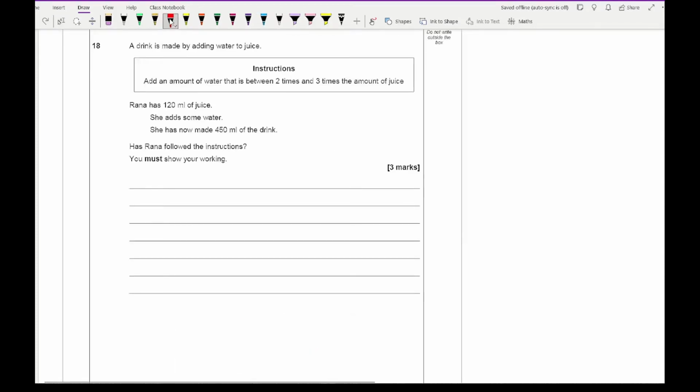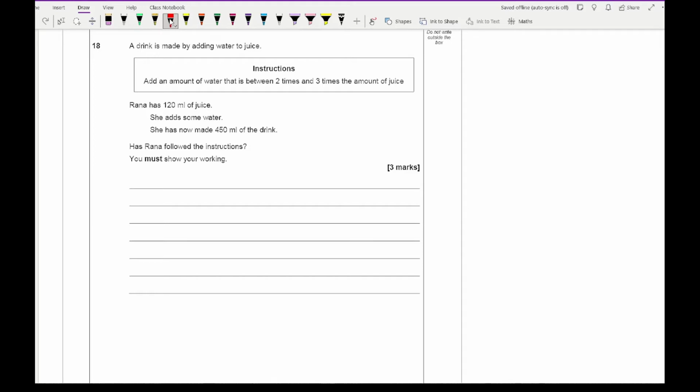So looking at question 18, it says a drink is made by adding water to juice, and the instructions are to add an amount of water that is between 2 and 3 times the amount of juice. Rana has 120 milliliters of juice. She adds some water and has made 450 milliliters of the drink. Has Rana followed the instructions?